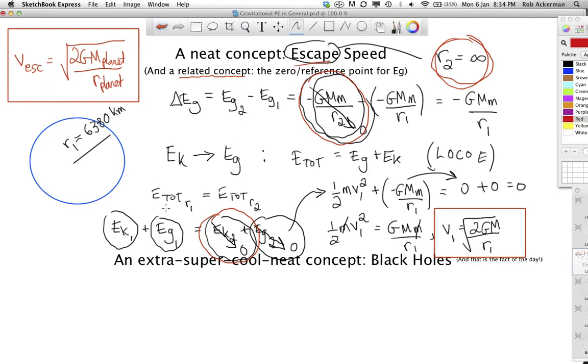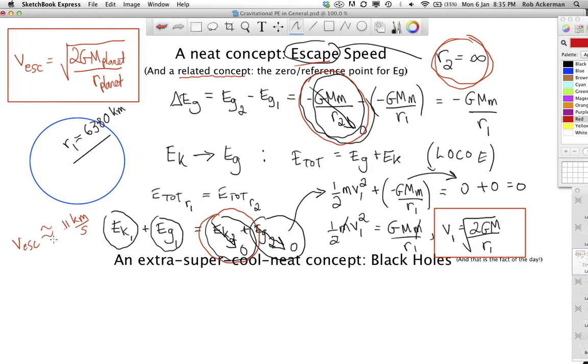All right, and you're back. If you did this correctly, you should have v escape for Earth is approximately 11 kilometers per second. Notice I'm in kilometers here. You probably calculated it in meters, so be sure to convert that. 11 kilometers per second is how fast something has to be going, which is very fast. You could cross a city in about a second or two going at that speed. That's how fast you got to be going to continue on and get infinitely far away from Earth.